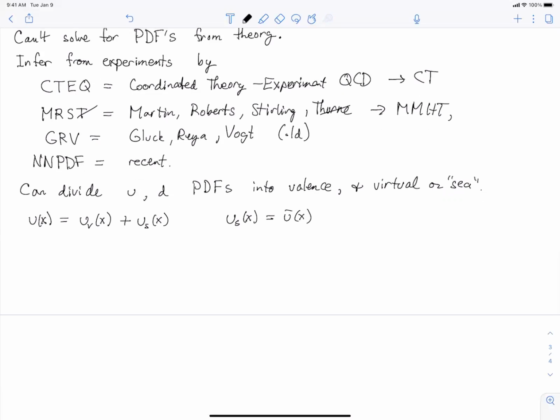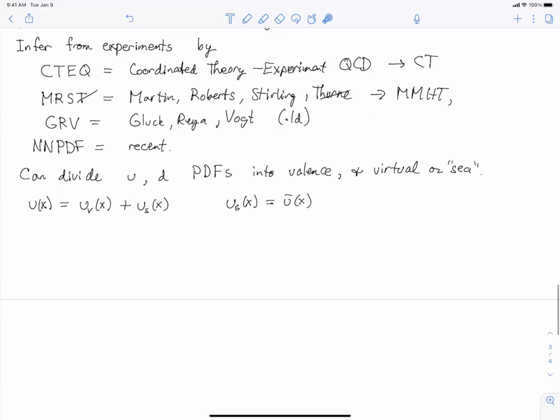So what is this saying? This is saying the probability to find an up quark is the same thing as the probability to find an up bar, if there's a virtual up-up bar pair, plus some extra part that's accounting for the fact that the proton has a net number of up quarks. And then the same for the down quark. There's a valence part of the PDF and a sea part, and the sea part of the PDF is the same as the probability to find a down bar.